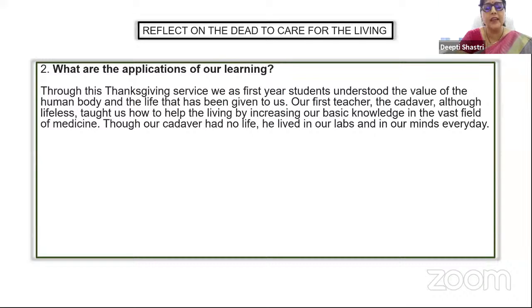Though our cadaver had no life, we lived in our labs. He lived in our labs and in our minds every day. So in her reflection, she's spoken about how the faculty spoke about Thanksgiving to a cadaver, which is essential, and also the importance of body donation by the students themselves. And in what are the applications of her learning, she says that it helped her, though it was a lifeless body, with the basic knowledge in the vast field of medicine. And though the cadaver had no life, he lived in their labs and in their minds every single day.